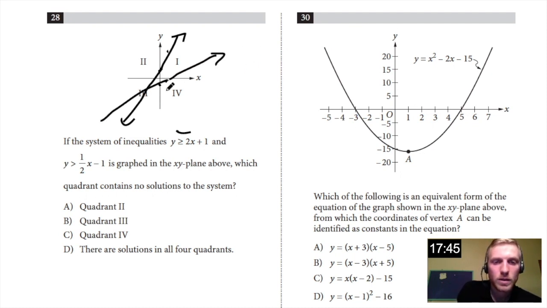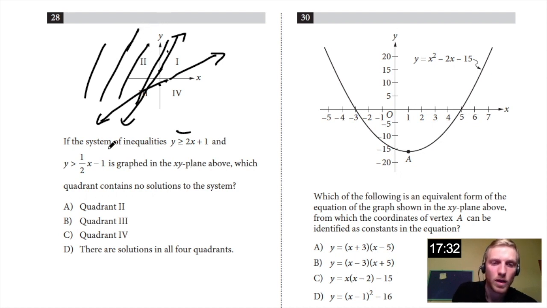And our solution is everything greater than. Y is greater than, in both cases y is greater than. So our solution is everything greater than both of these lines. So that's going to mean everything over here in this area is our solution.